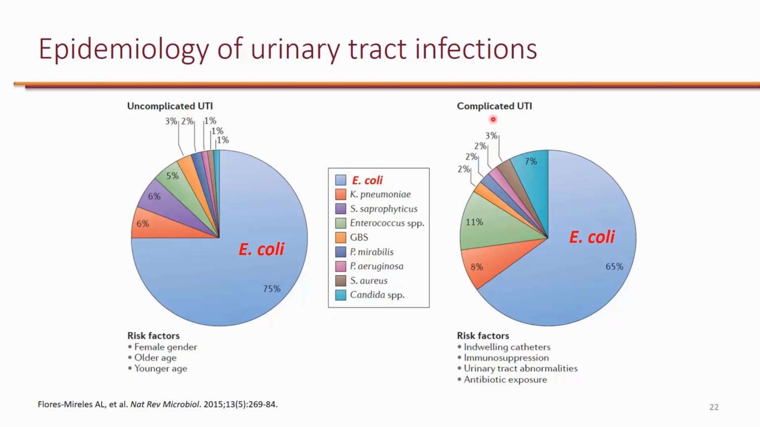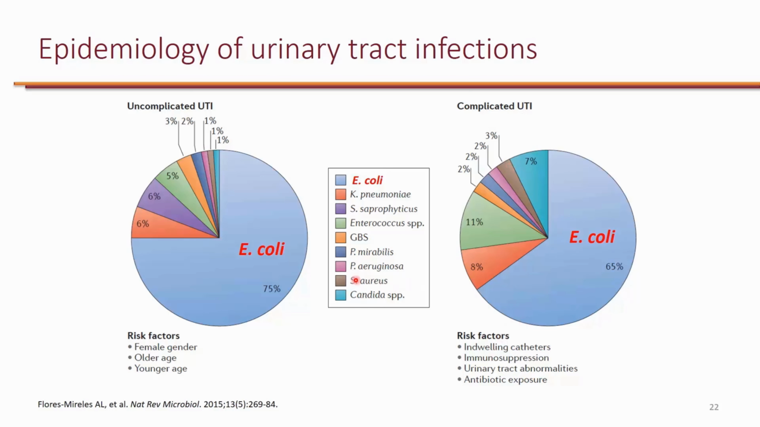And of course, when it comes to complicated UTI, it's still E. coli as your number one organism, along with Klebsiella and Enterococcus. However, note that in complicated UTI, you do start to see more Candida species causing UTI, or candiduria as we call it. In complicated UTI, they are more likely to be due to resistant organisms.